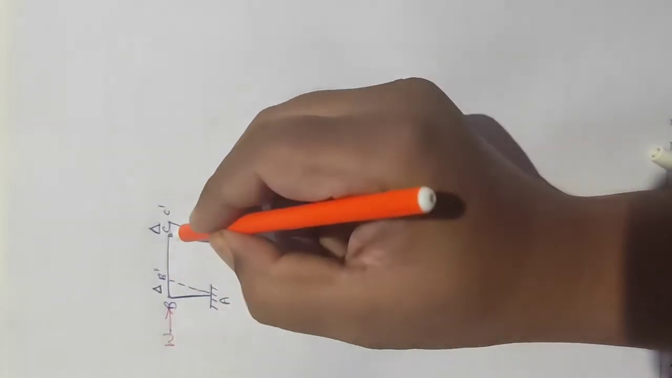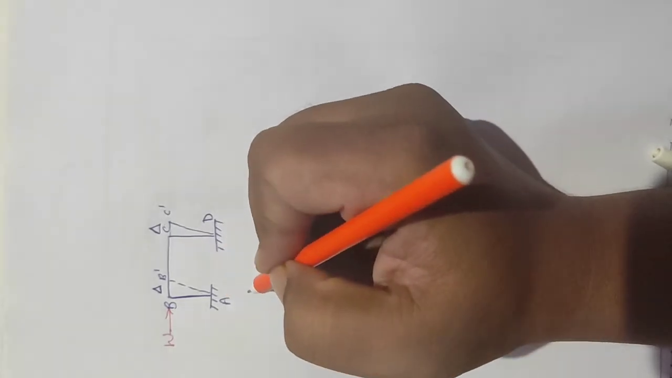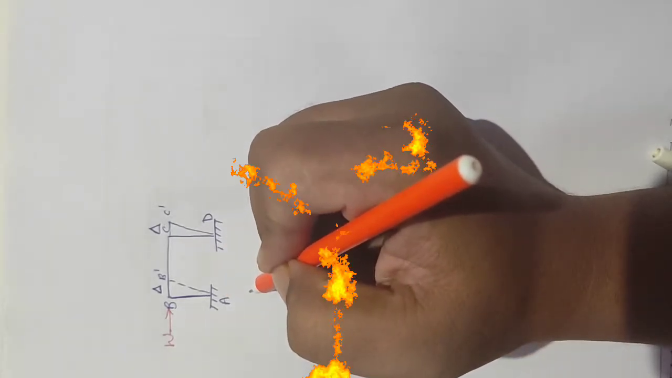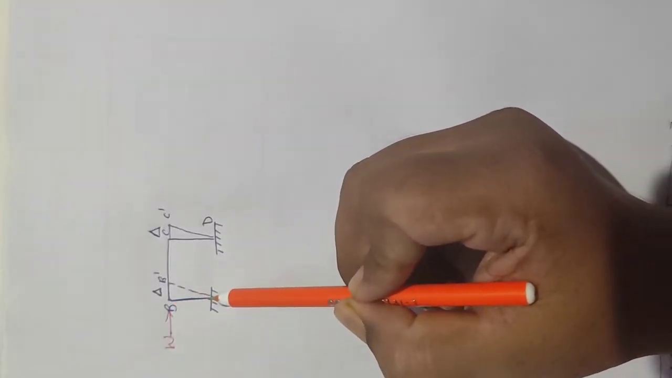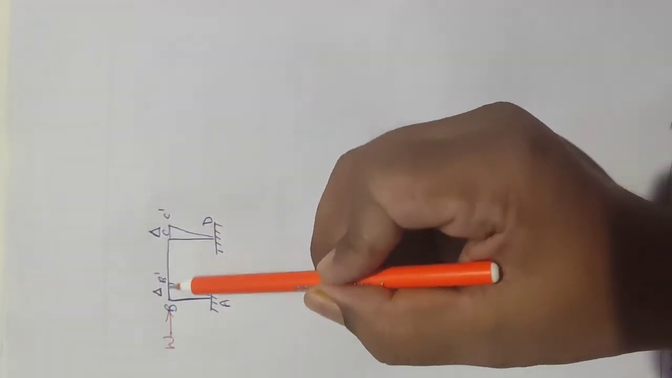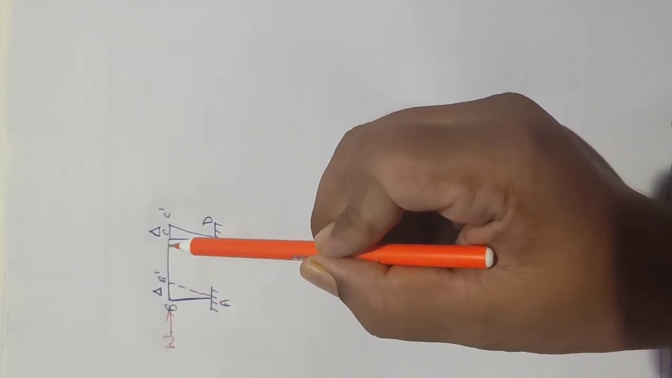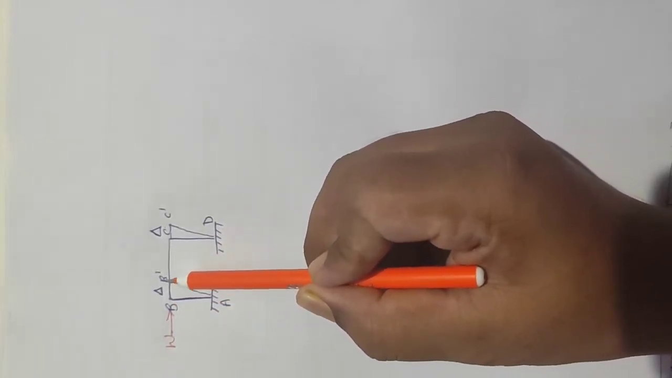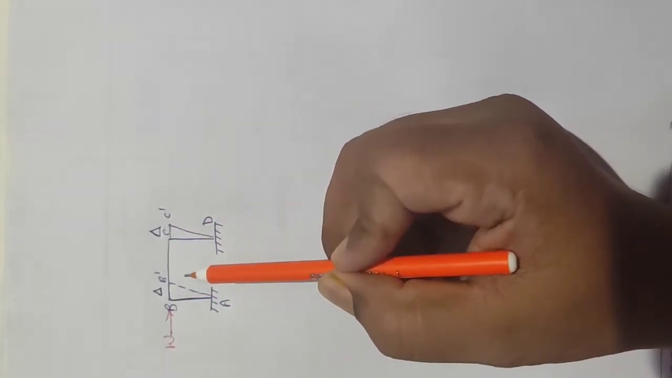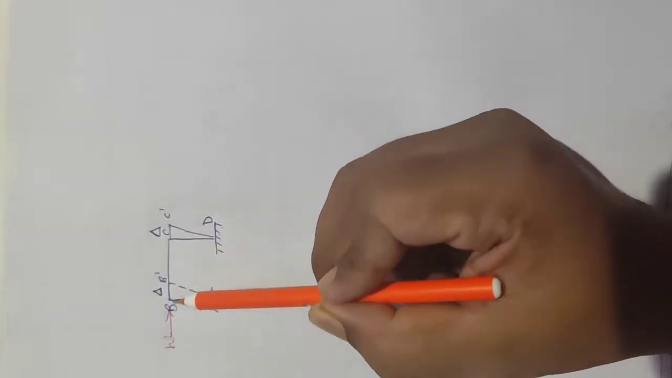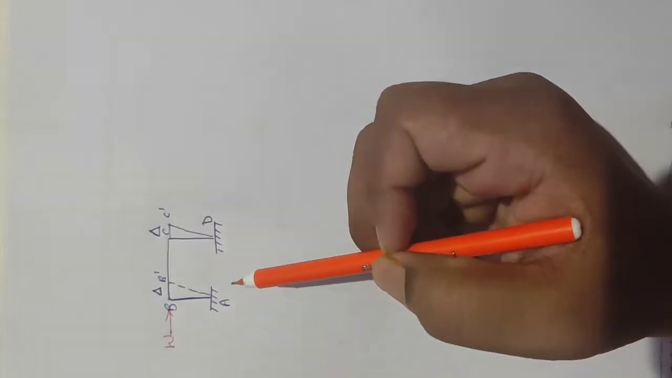This means the frame has an axial deformation. The side moment at the end of this column will give me sway, that is, the beam will be shifted to the new position, B dash and C dash. So if this type of deformation takes place in any frame, then this is known as sway.